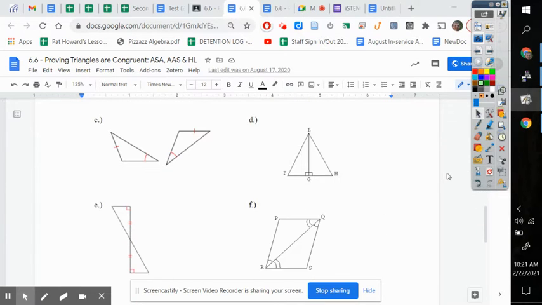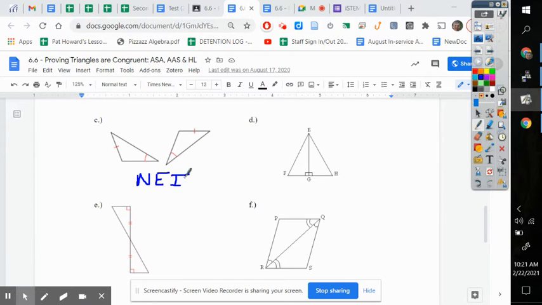On the back, just a bunch more. Now here we have an angle and a side, but that's all we have, an angle and a side, nothing else. There's nothing connecting, there are no vertical angles, no reflexive side, no parallel lines. So this is what we would call NEI, not enough information.